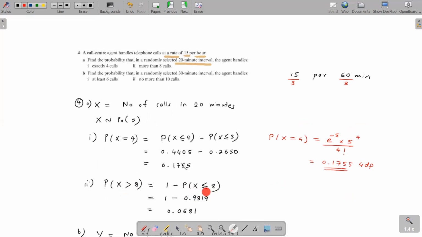You can get it from the table by going to the lambda value 5 and going to the sample x value 8, and you get the value 0.9319. 1 minus 0.9319 is 0.0681.